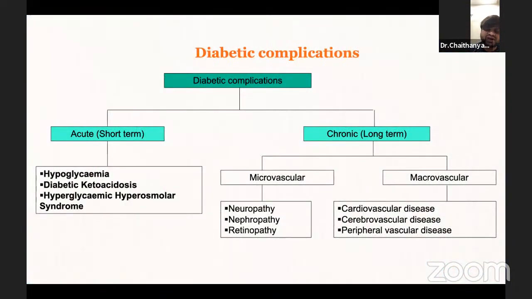Basically, complications of diabetes are of two types: acute or short-term complications, and chronic or long-term complications. Acute complications are those you see within a few days to a few weeks. Chronic ones are those you start seeing after 6 weeks to 6 months. Basically, less than 6 weeks is acute, more than 6 months is chronic, and anything between 6 weeks and 6 months is called subacute. Next slide.